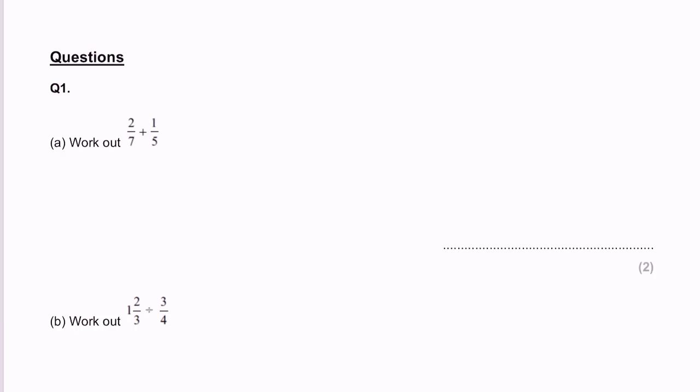So first question, we have fraction. Adding fractions, 2/7 added to 1/5. So first of all, we need to find the common denominator. So 7 and 5, the common denominator is 35. So write two fractions with the denominator 35. So we need to find the equivalent fractions.